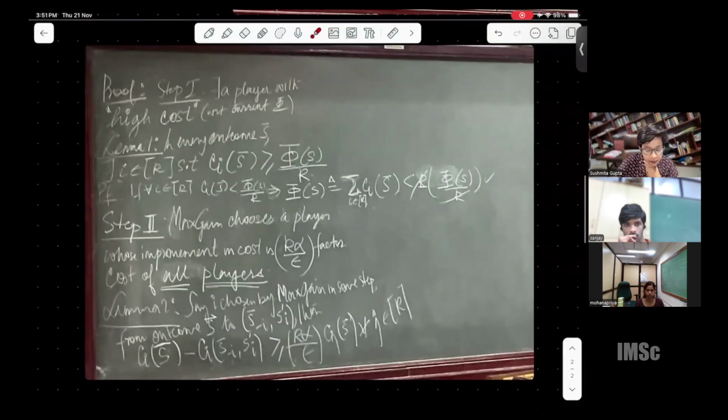So the first step that we will show is that at any time, there's always a player with high cost. Here, high means at least average cost. If phi of s is the current cost of the whole game in the current step, that's what the potential function represents, then there is a player such that the cost he is encountering right now is at least phi s by k. This is what this lemma says.